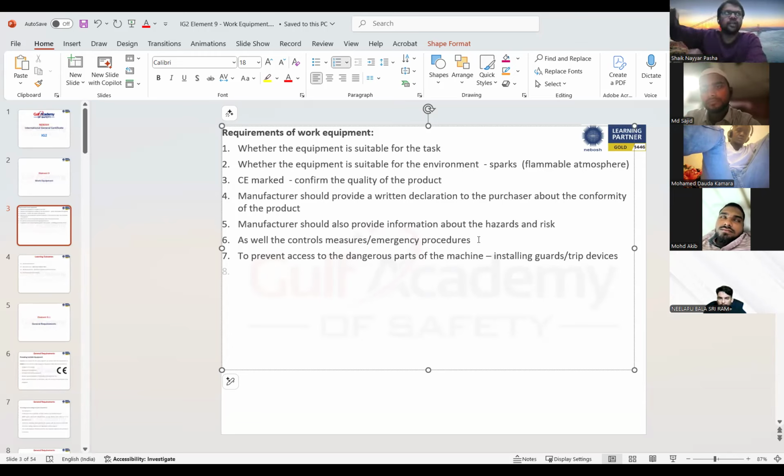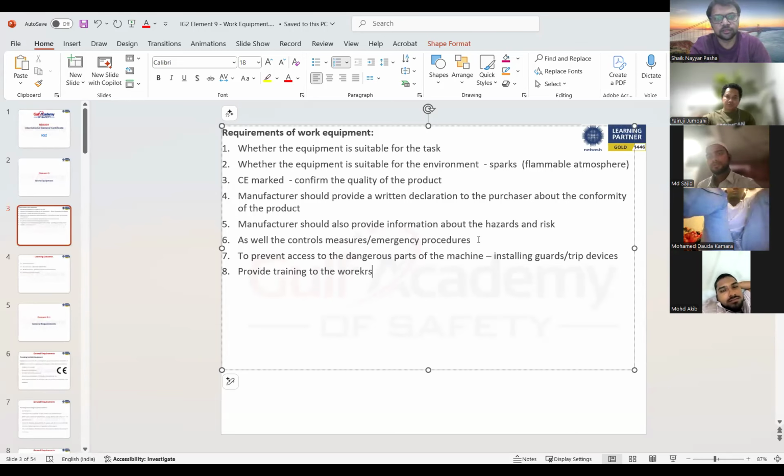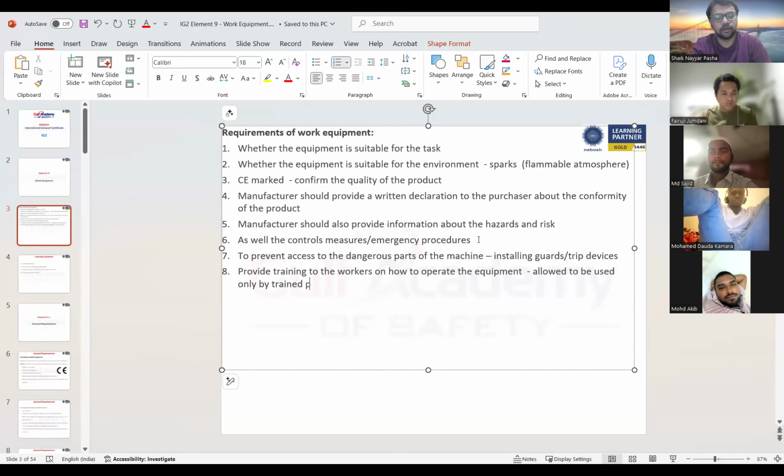And should I allow the equipment to be used by everybody or only by trained people? Only by the trained people. Provide training to the workers on how to operate the equipment, and it should be allowed to be used only by trained people. Okay, that is one thing.